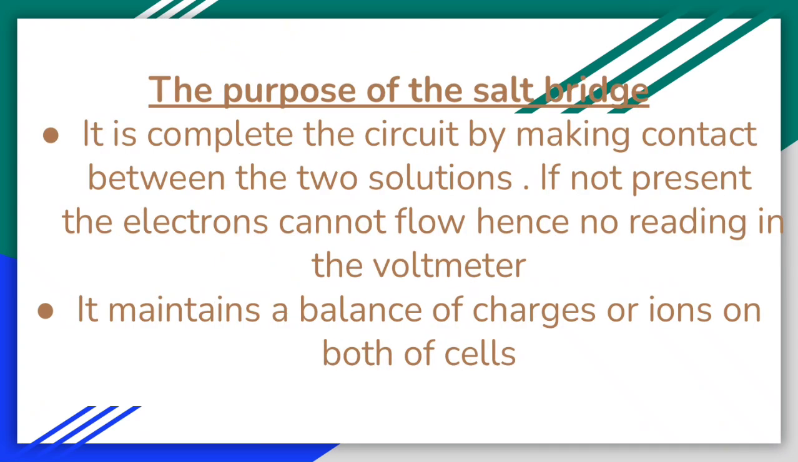Let us now look at the purpose of the salt bridge. The salt bridge is meant to complete the circuit by making contact between the two solutions. If it is not present, the electrons cannot flow. Hence, no reading will be made on the voltmeter. The other purpose of the salt bridge is to maintain a balance of charges or ions on both half cells.